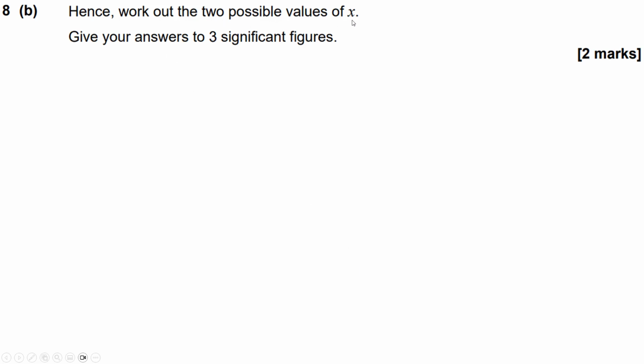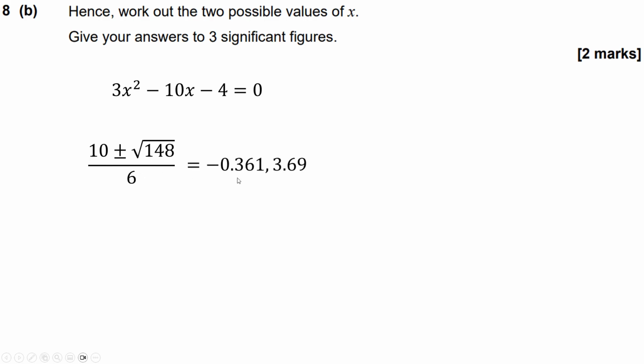Hence, work out the 2 possible values of x, giving your answer to 3 significant figures. So this means you can't factorize, you have to use the quadratic formula, or completing the square if you want. So yeah, this is what we just worked out last time. Put into the quadratic formula, you can simplify it into that. But the 2 solutions are this and this to 3 significant figures.